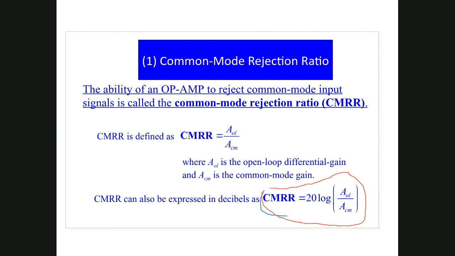And generally, you will get a question in the exam. You will be given the values of A open loop and A common mode gain, and you have to find out CMRR, most of the time in decibels.